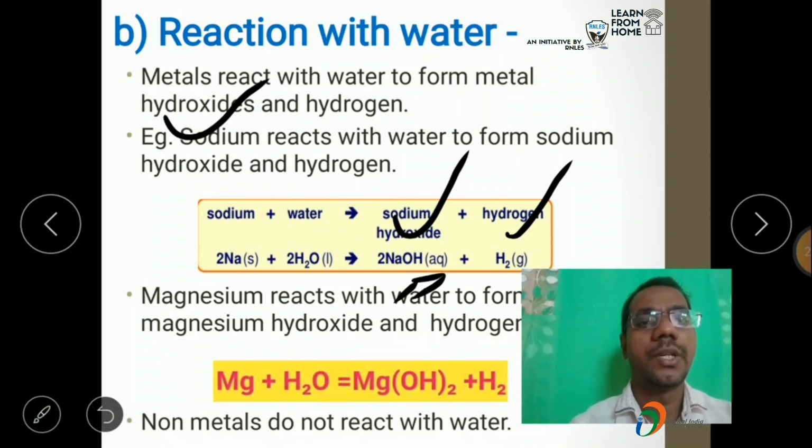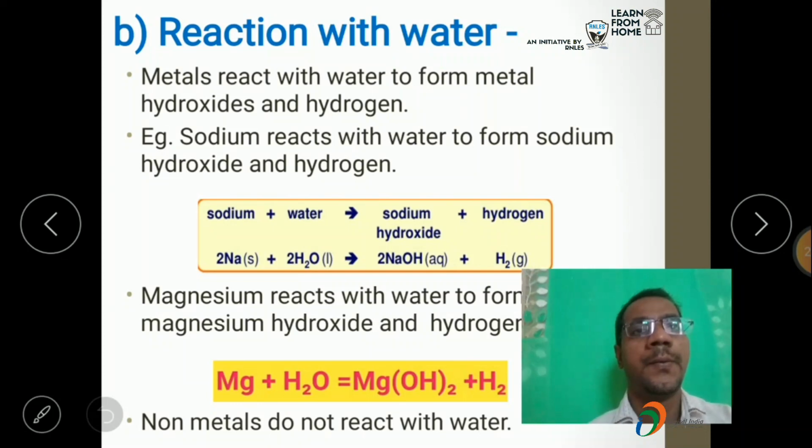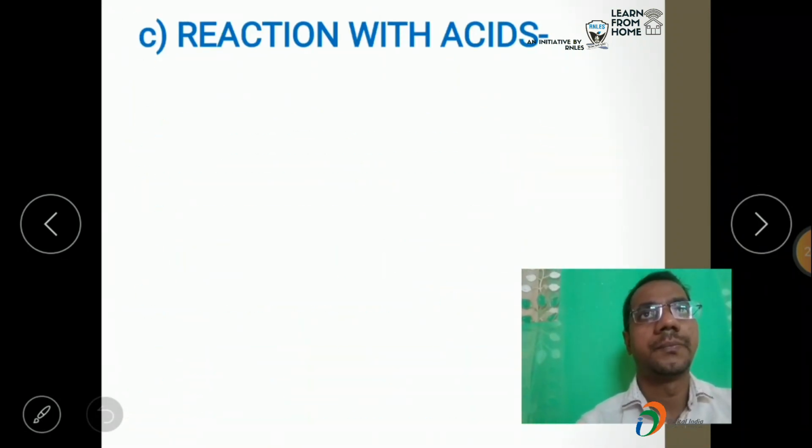You can check here, magnesium reacts with the water to form magnesium hydroxide. Why is it called hydroxide? Because it contains the OH. Which gas is evolved? H2 gas. Hydrogen gas is evolved. If this happens, then we can say that when metals react with water, they form the hydroxide.